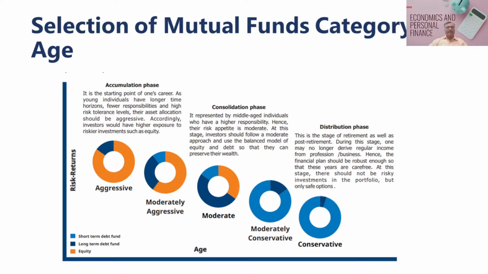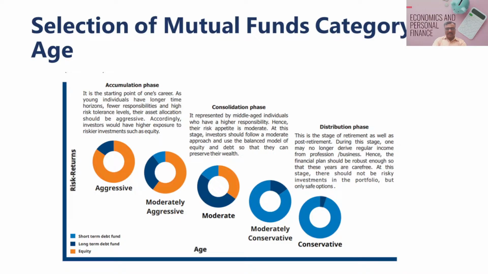The next phase is consolidation phase. It is represented by middle-aged individuals who have a higher responsibility. Hence, their risk appetite is moderate. At this stage, investors should choose the moderate approach and use the balanced model of equity and debt so that they can preserve their wealth. Here one can choose hybrid funds or large cap equity and debt funds.